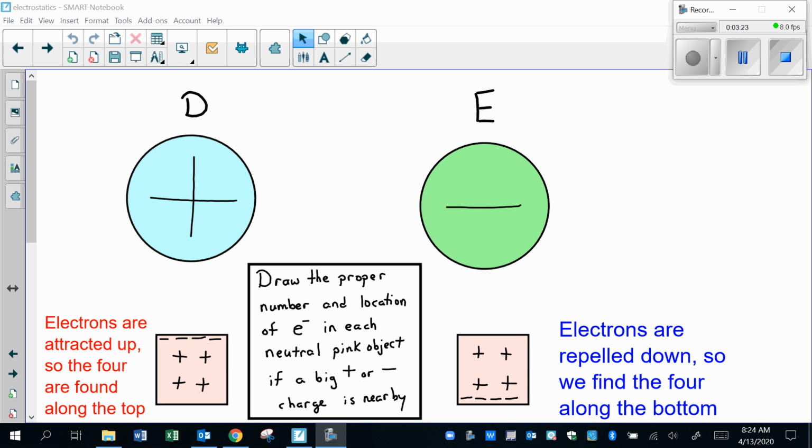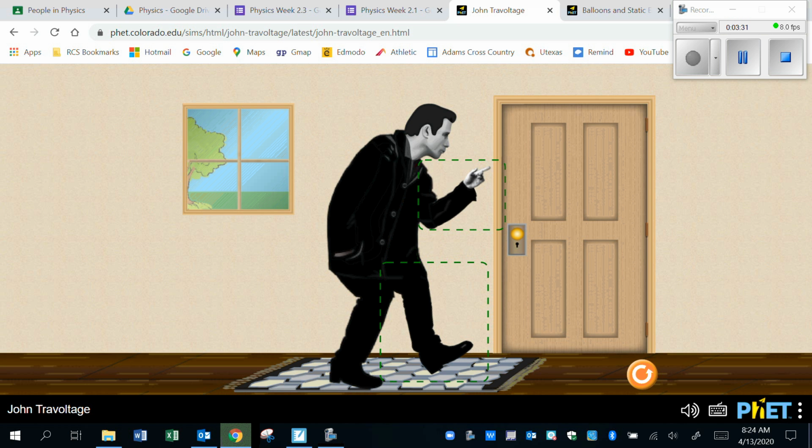The 2.3 questions that we have go along with our PHET simulations. This one right here might be one of the worst simulations ever. It's so bad, it's good. It says, question number one, what is the charge method when John Travoltage rubs his foot across the carpet? Terrible sound effects. But what you have there is friction between the insulating rug and the insulating part of his shoe.